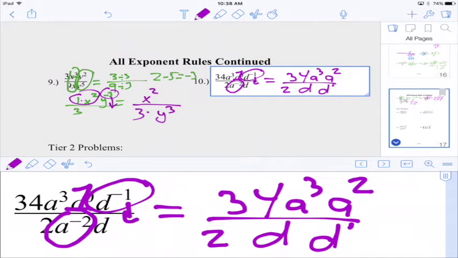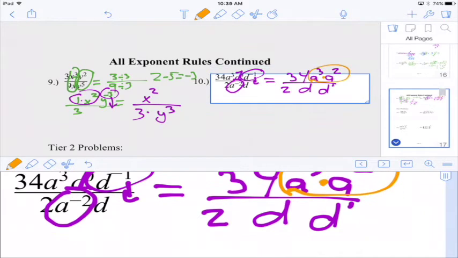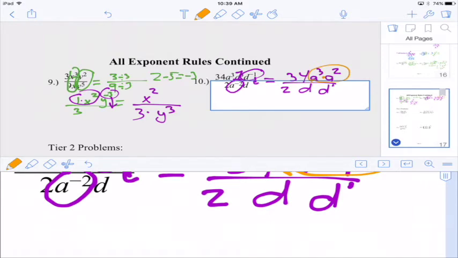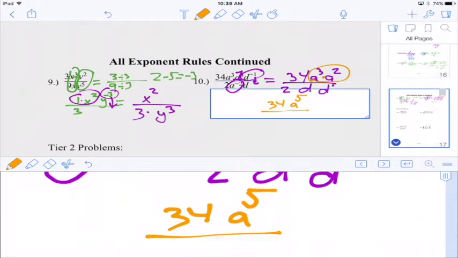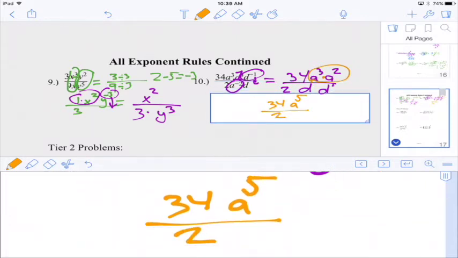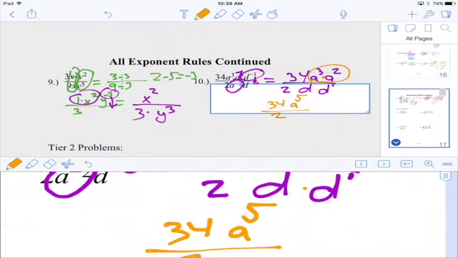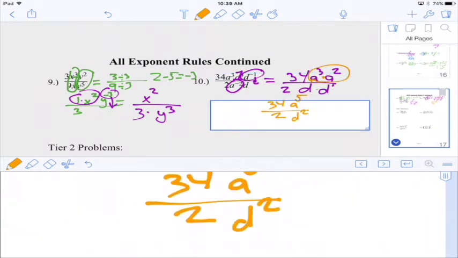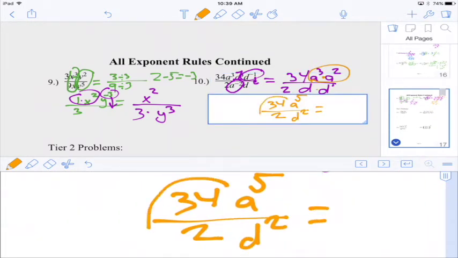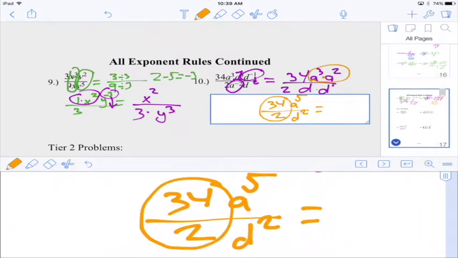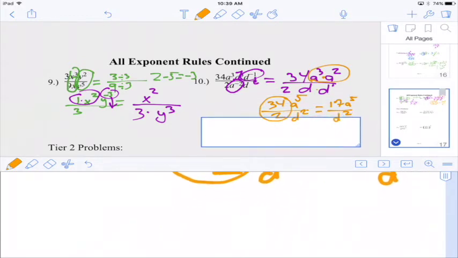Now I've done all the hard stuff, now it's the easy stuff. A cubed times a squared, that's a product rule, that multiplication rule, so I can multiply and add exponents. So I have 34, a to the 3 plus 2, so 5. Down here I have 2. D times d is d squared. And I forgot to deal with my number, so 34 divided by 2 is 17. 17 a to the 5th over d squared.